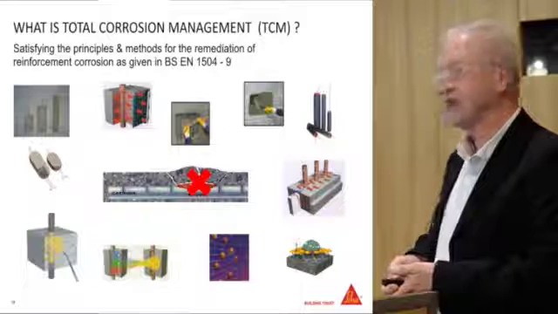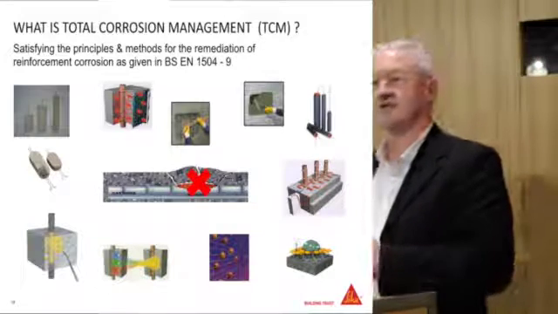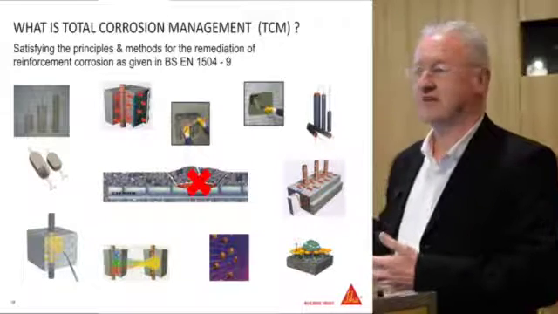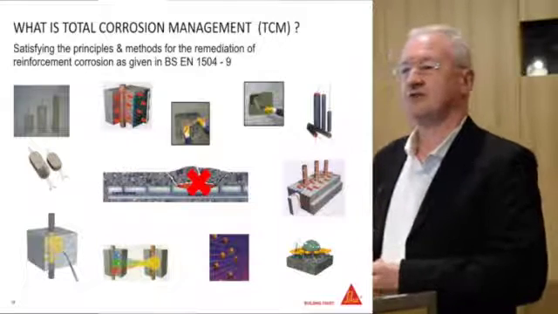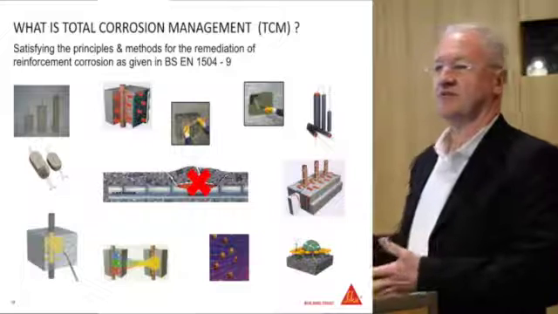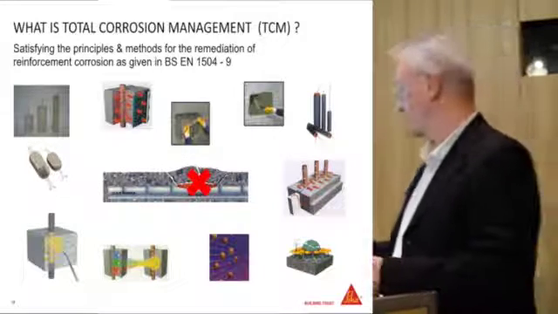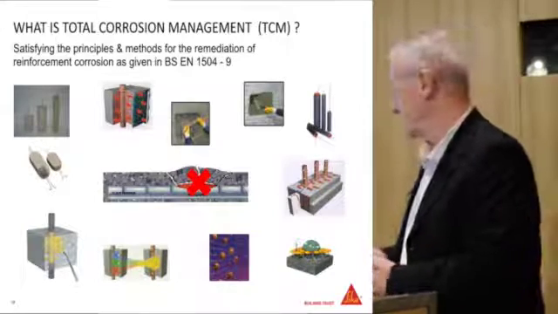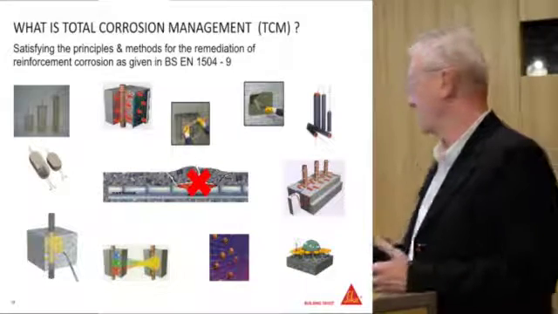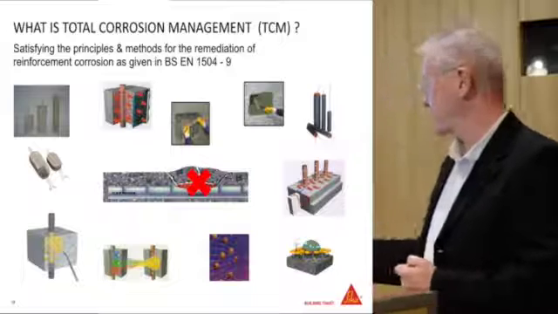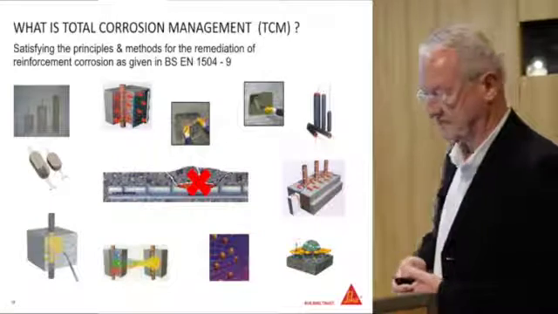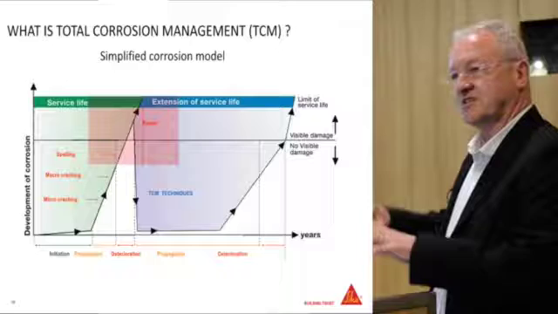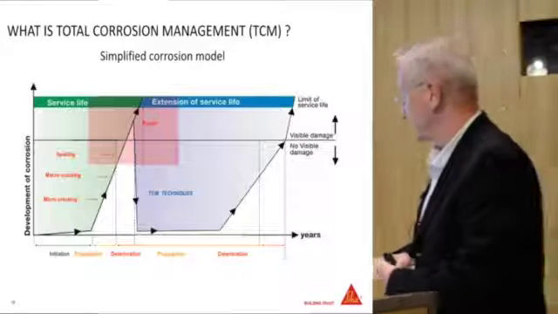Then we have chloride extraction or desalination, and Chris has already spoken about that one. And then there's cathodic protection using anodes or galvanic protection, and then there's corrosion inhibitors as well. Then there's hydrophobic impregnations, which can either be silanes or siloxanes, depending on the capillary structure of the concrete, and then there are coatings. So basically these are the techniques which are mentioned in 1504 Part 9 and form part of our Sika Total Corrosion Management portfolio. So I just want to have a look at this simplified corrosion model here.